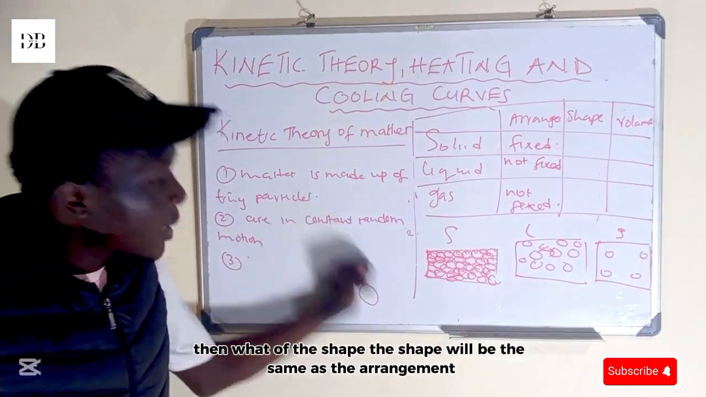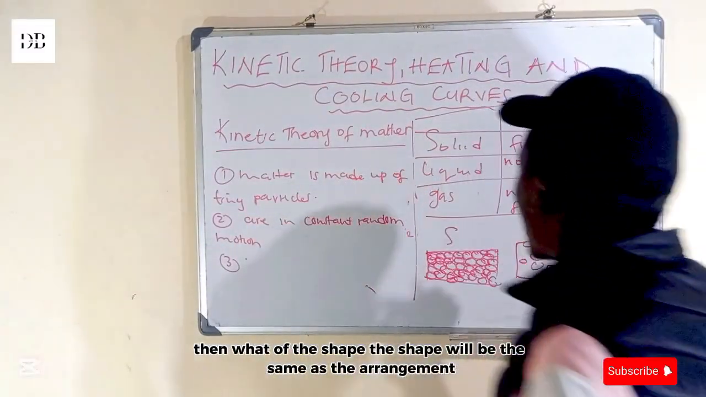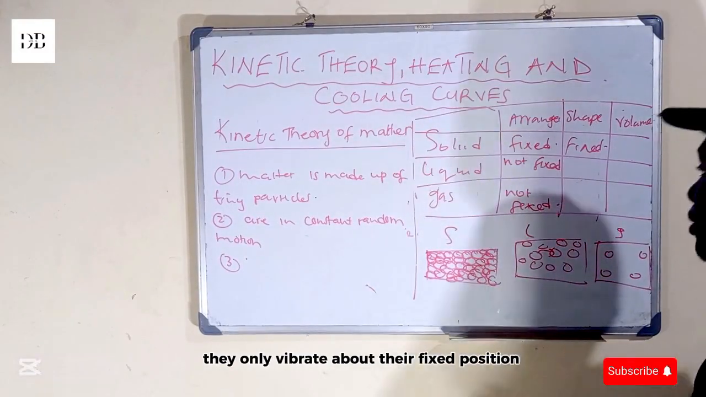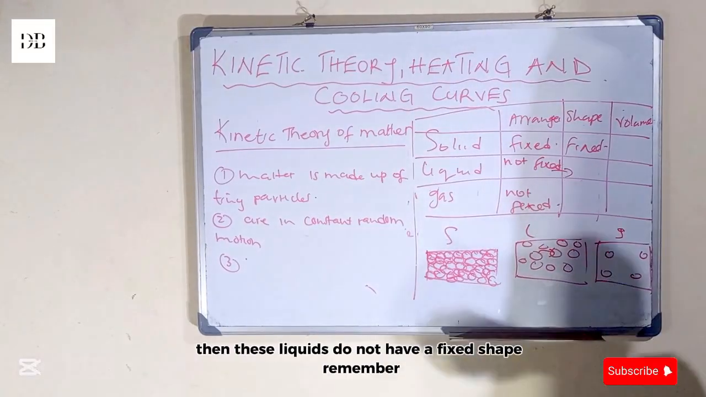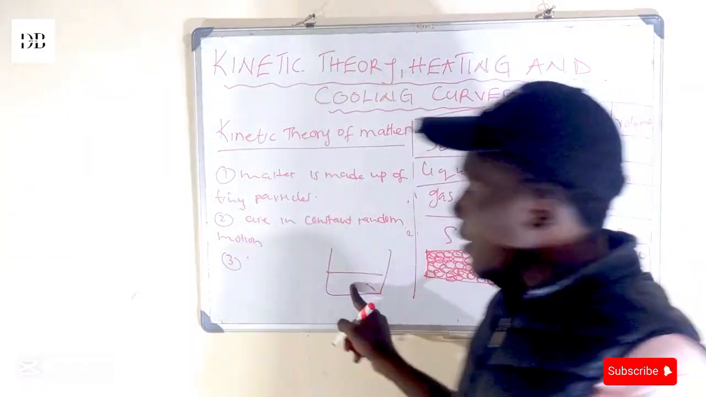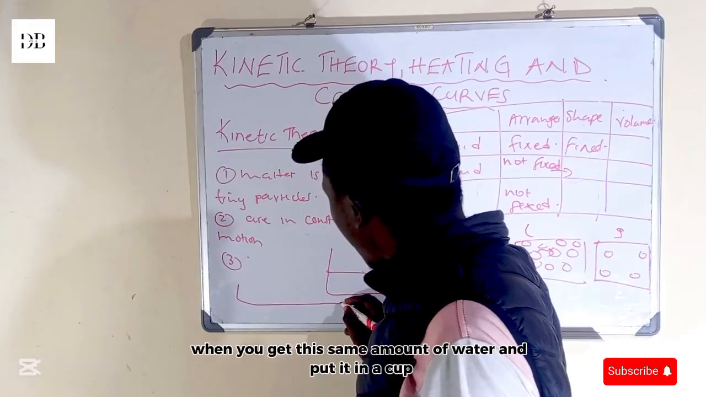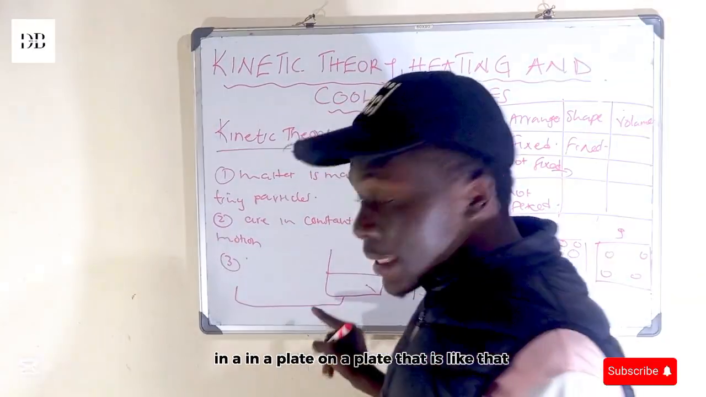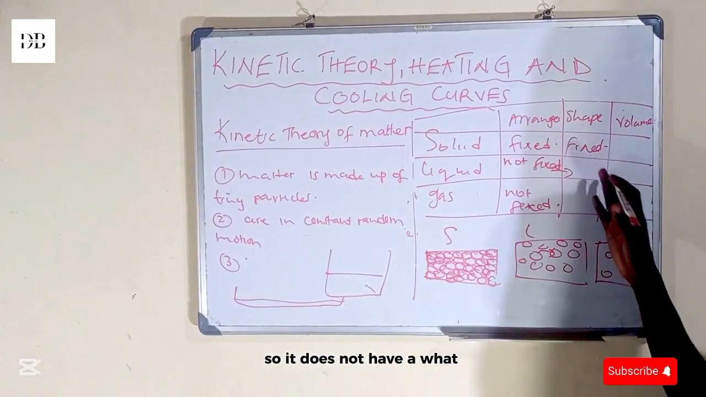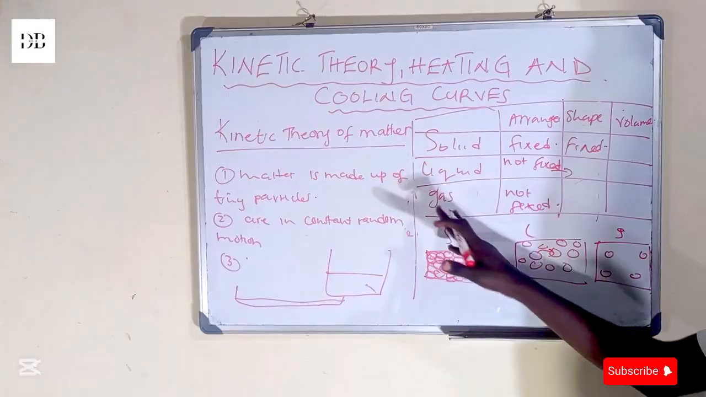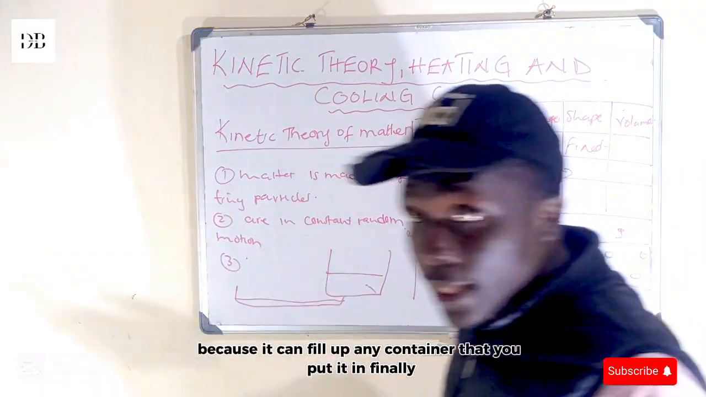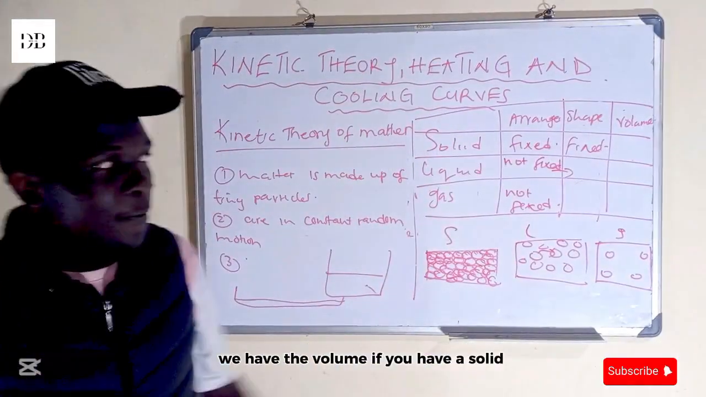Then what of the shape? The shape will be the same as the arrangement, because solids have a fixed shape. They only vibrate about their fixed position. Liquids do not have a fixed shape. Remember, if you have a cup and you put water that reaches this level, then put this same amount of water on a plate, it will take the shape of the plate. So it does not have a fixed shape. The same applies for a gas. A gas does not have a fixed shape as well, because it can fill up any container that you put it in. Finally, we have the volume.